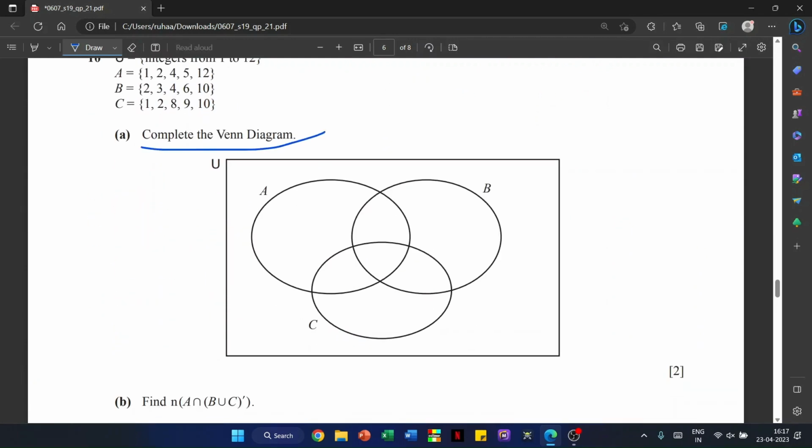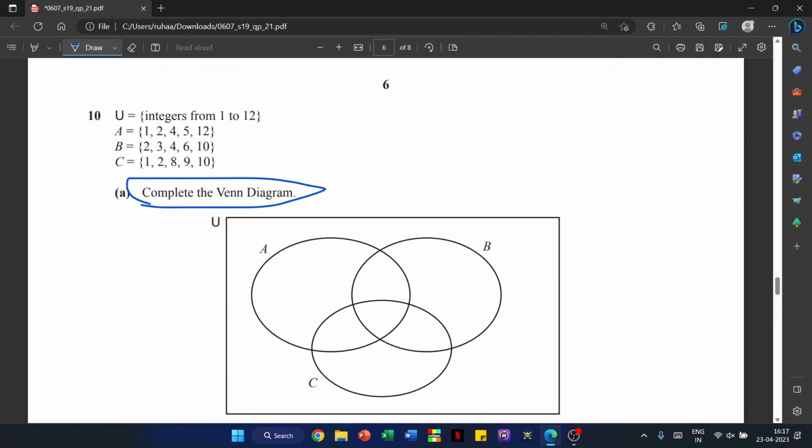So we have to complete the Venn diagram. We are given A is equal to 1, 2, 4, 5, 12. B is 2, 3, 4, 6, 10. And C is 1, 2, 8, 9, 10. Now, we can basically find out what all is common. The common number between all of these three sets is 2. So in the middle will come 2.